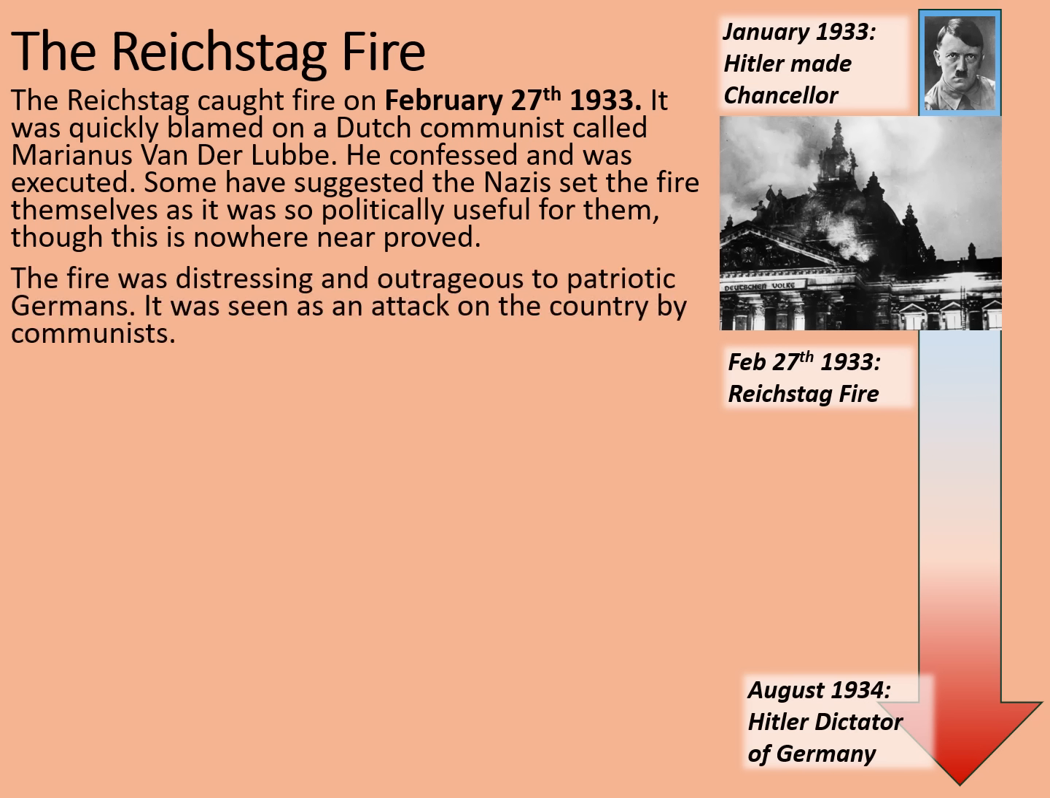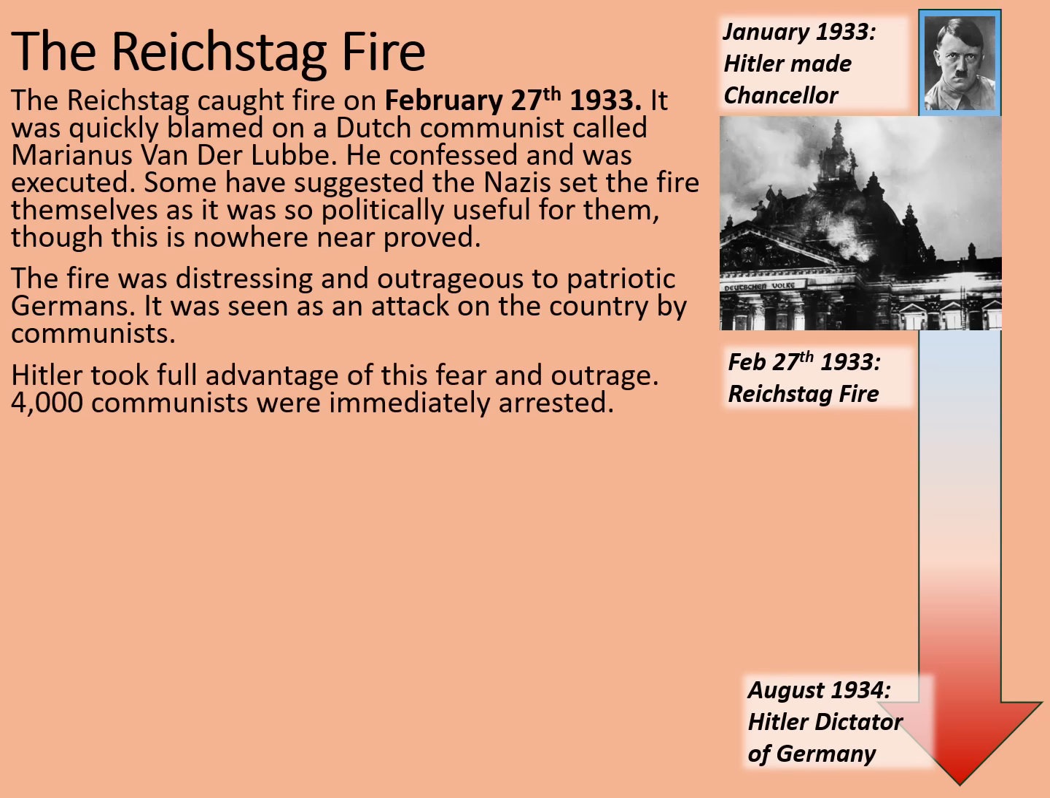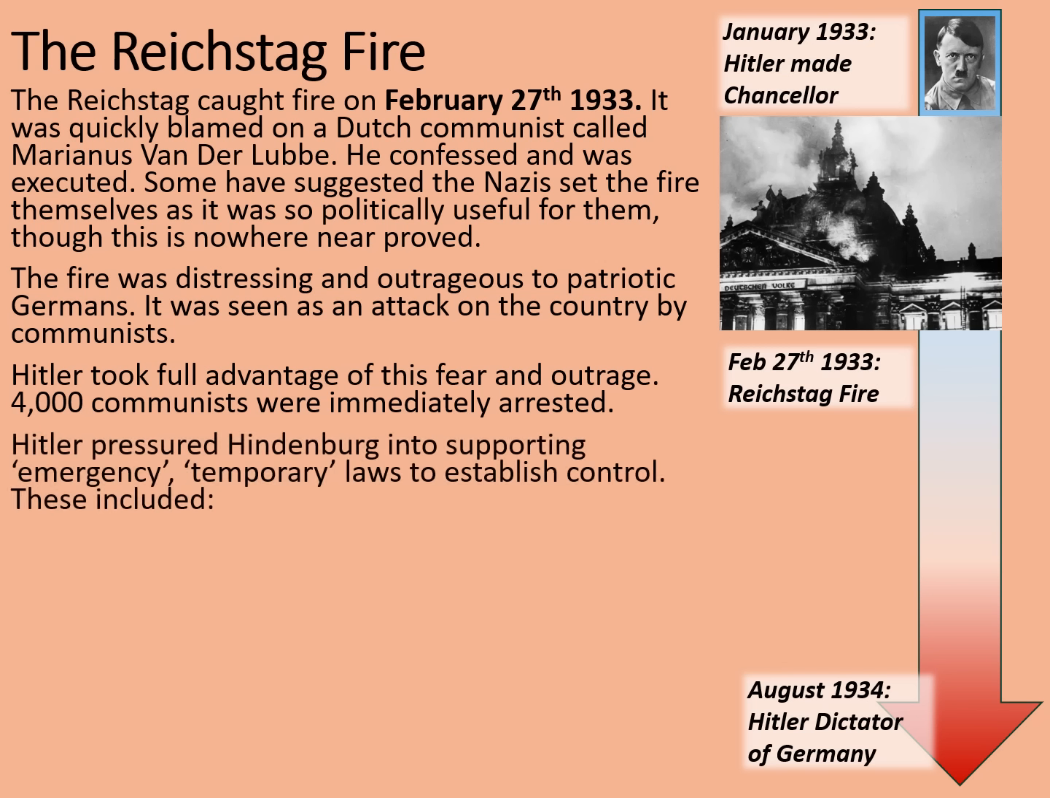The fire was distressing and outrageous to patriotic Germans. It was seen as an attack on the country by communists. Hitler took full advantage of this fear and outrage. 4,000 communists were immediately arrested. Hitler pressured Hindenburg into supporting so-called emergency or temporary laws to establish control. Notice how they're in inverted commas. It shows that they weren't actually temporary at all.